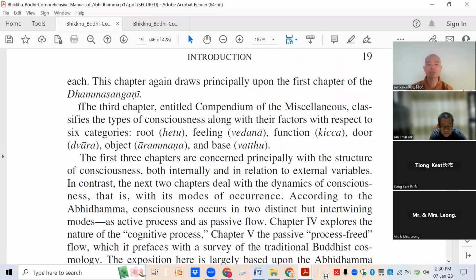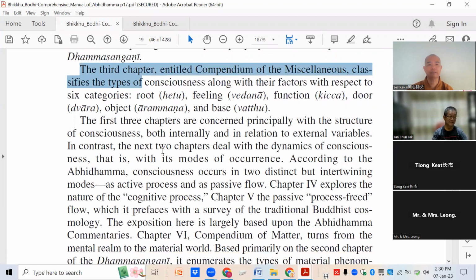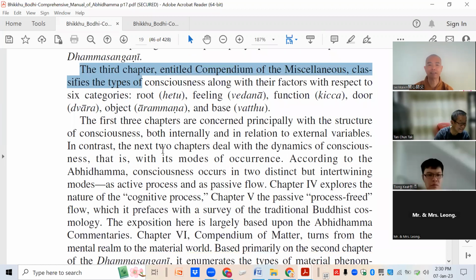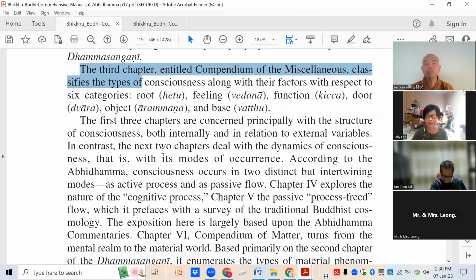Okay, thank you so much. Then, Sally, can you please read? Sorry, Steve, I don't know where you are. I'm still looking for the page. No, just take a look at the screen, that will be fine. The third chapter, page 19, right? Yes, 19. The third bit. Okay, I cannot find it on the screen.